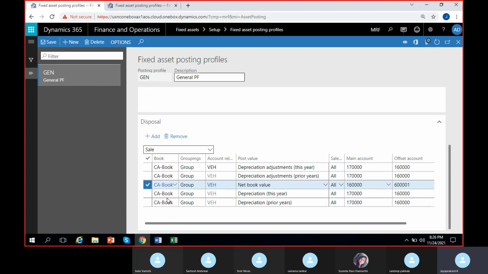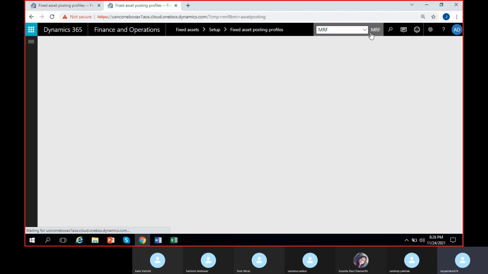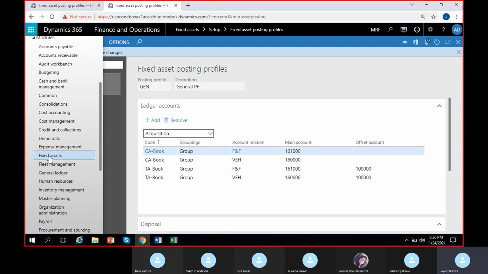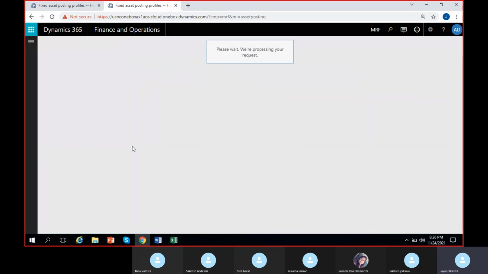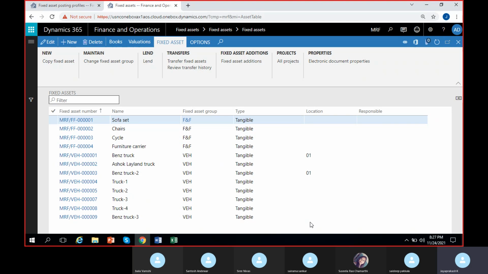Now let's see how we can use this posting profile and sell a fixed asset that is existing in our business. So I'll change this back to MRF again. In this, I'll go to the list of fixed assets that I have. Let's see one of the assets that we would like to sell. I would like to sell one of the assets in which we have done depreciation, like this one, Benz truck, right? Or we'll go for this one, Ashok Leyland truck.